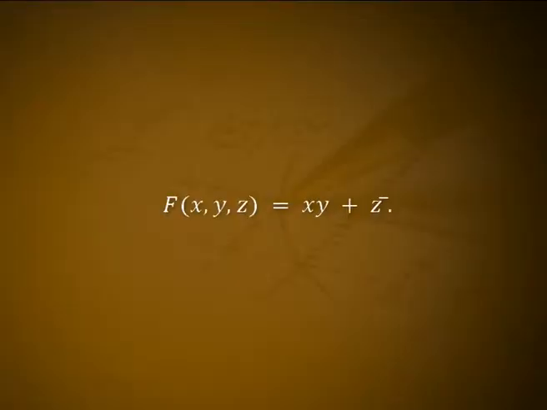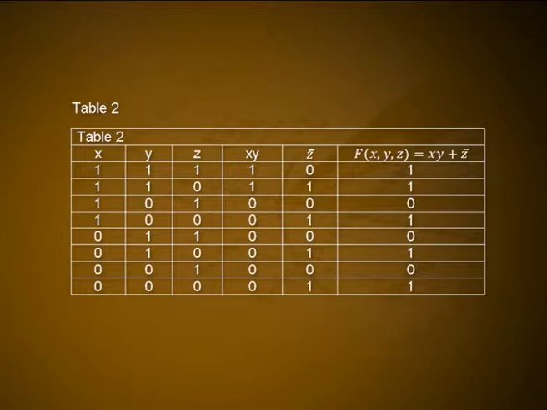Example 7. Find the values of the Boolean function represented by f(x, y, z) equal to x y plus z bar. Solution. The values of this function are given in table 2. In table 2, we can see when x is equal to 1, y equal to 1 and z equal to 1, we have x y equal to 1 and z bar equal to 0. So, our function f(x, y, z) given by x y plus z bar is equal to 1. Similarly, when x equal to 1, y equal to 0, z equal to 1, the value of f(x, y, z) is equal to 0 and the remaining values can be seen from the table.